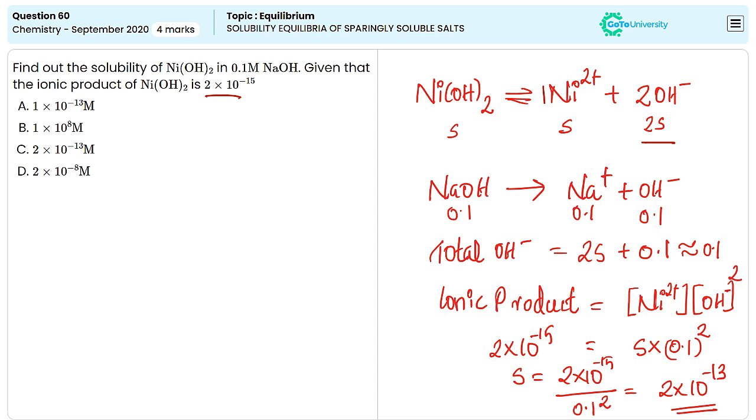From this equation it is clear that the solubility of Ni2+ ion and nickel hydroxide are the same. So from the given answer, we can say the solubility of nickel hydroxide will be 2 into 10 raised to minus 13. So from the given options, option C is correct.